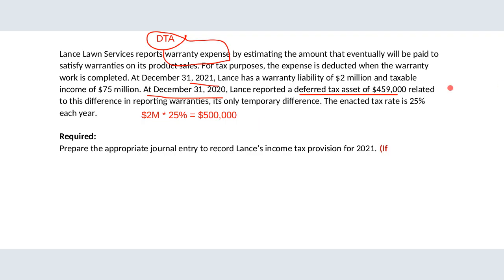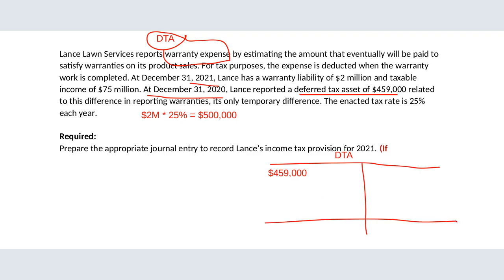So if we were to do our T account for DTA, since we did it so many times for DTL, might as well do it for DTA. This is an asset. That means that debits increase an asset and credits decrease it. We start with a beginning balance of 459,000. Our ending balance is 500,000. And so that means that this needs to be increased by 41,000, I think, if my math is right.